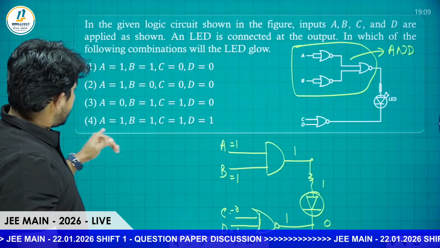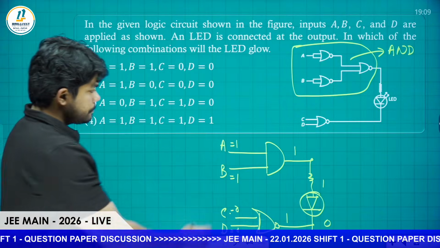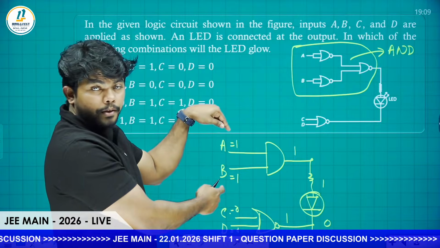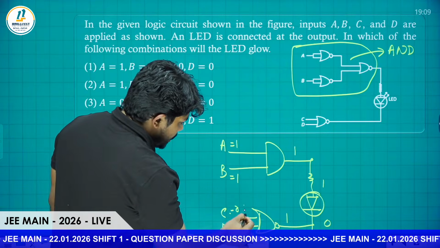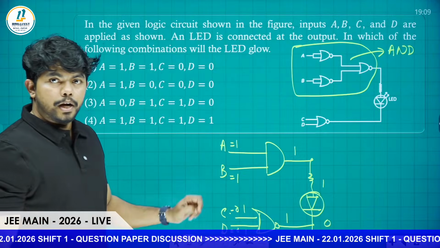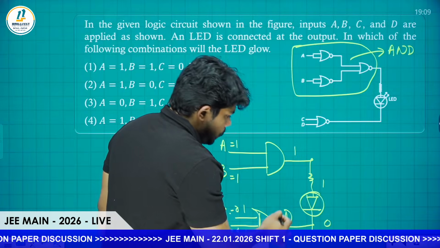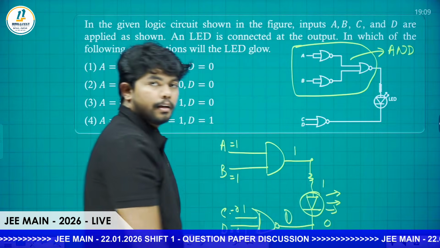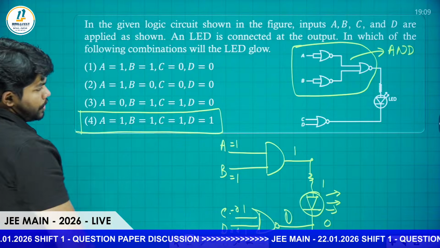So you can check it, and I am directly going for the fourth option, which will be the correct one, where A and A, because this has to be 1. The output has to be 1 here, and here also the input should be 1. Then only we are going to get an output which is 0, and 1-0 will glow the LED, isn't it? So the fourth one will be the correct option.